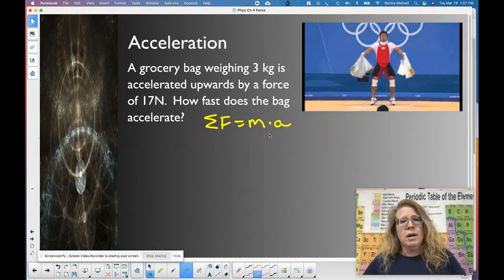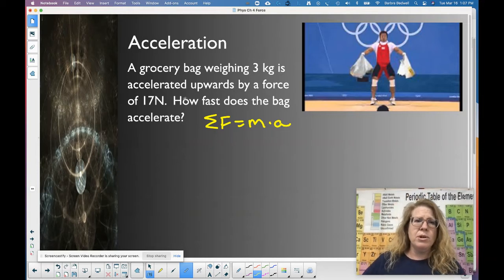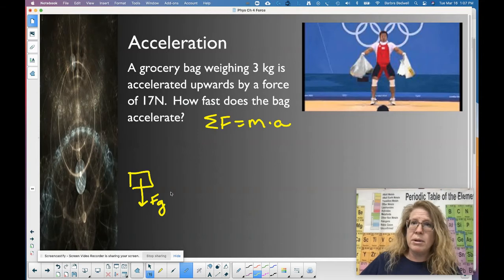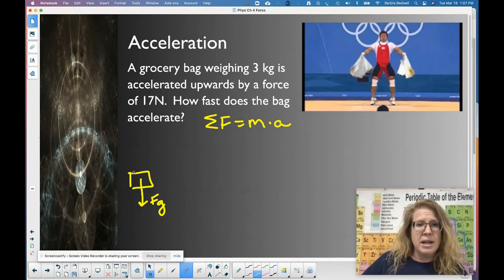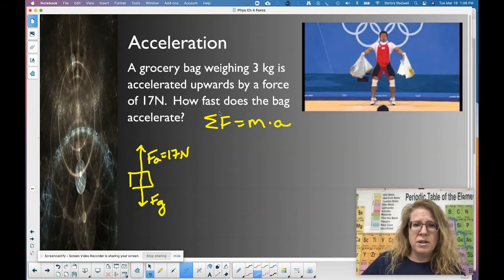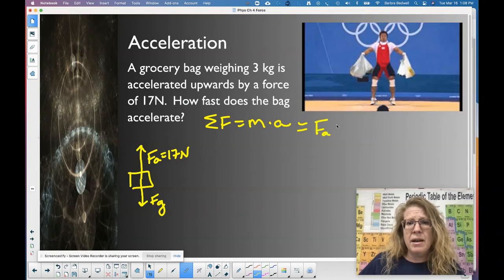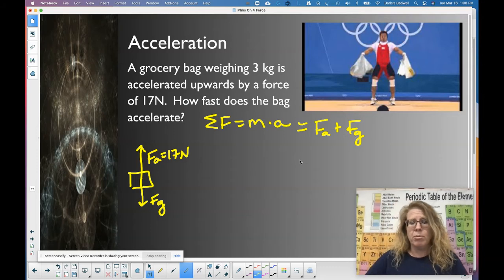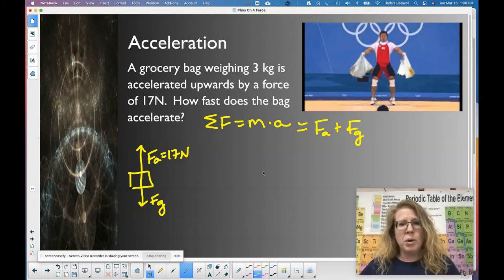Okay, so what do we got? We have an upwards force of 17 newtons. We've got our bag right here. There it is, right? It's got F of G right here. It's going to be pulling downwards. And then it also has an upwards force. So maybe this is our FA, right? We know that this one is 17 newtons. So we want to figure out what our net force is to figure out what our mass times acceleration is. Remember, our net force is F of A plus F of G. Now, knowing that one of those is up and one of those is down is kind of the important part here.